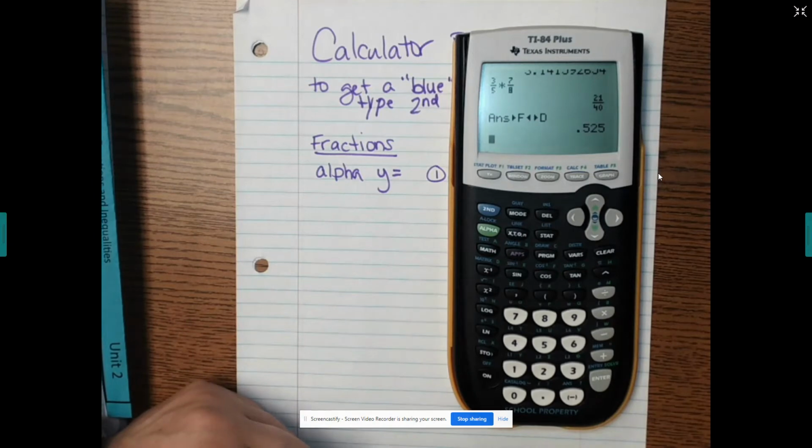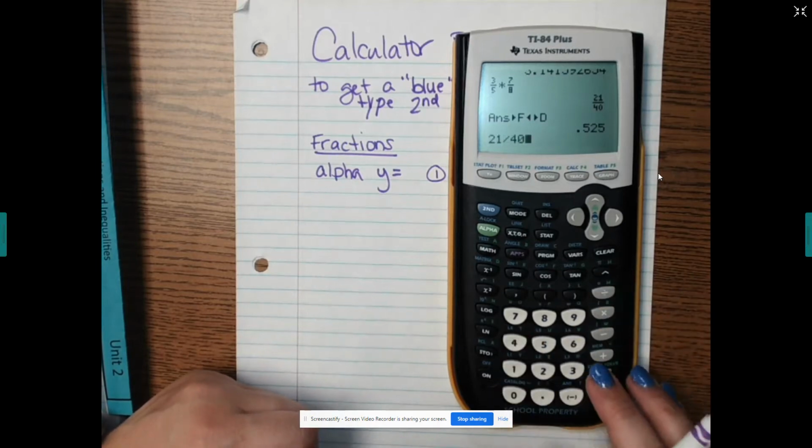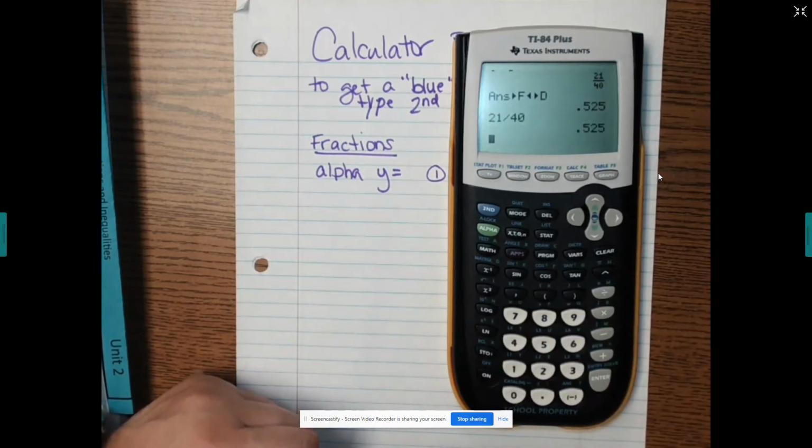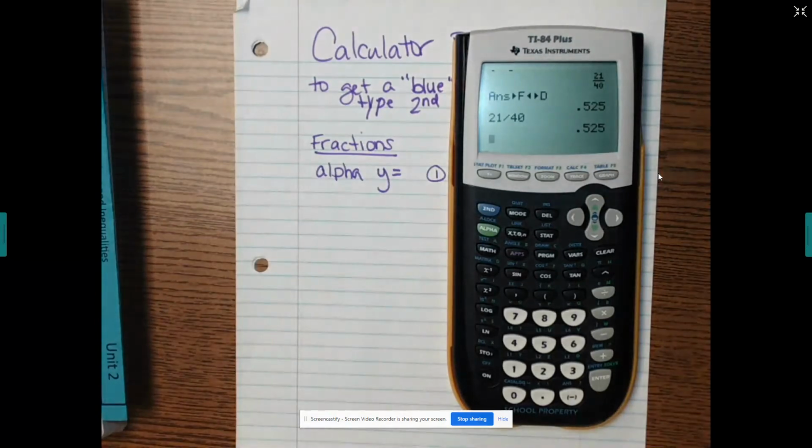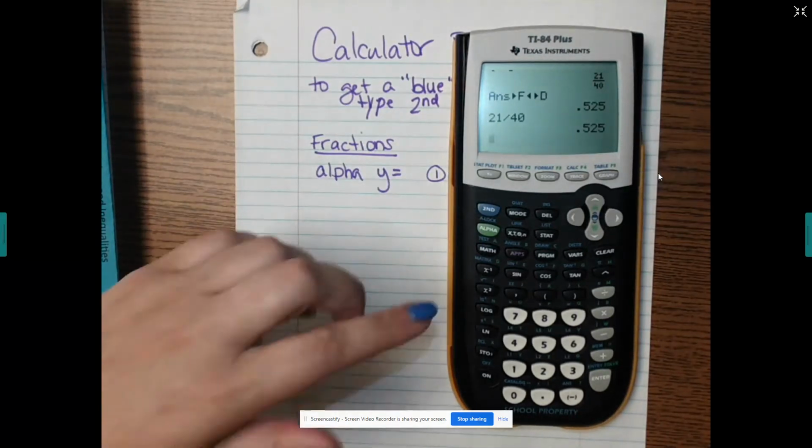Now you also probably know that a fraction is a division problem. So yes, you could technically just do 21 divided by 40, and you're going to get the same answer. Okay? If you can't remember that a fraction is a division problem, alpha y equals is a great way to change it. Now what if you got it as a decimal and I want to change it back to a fraction? It's the same thing.